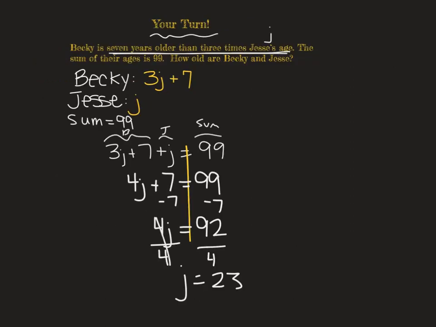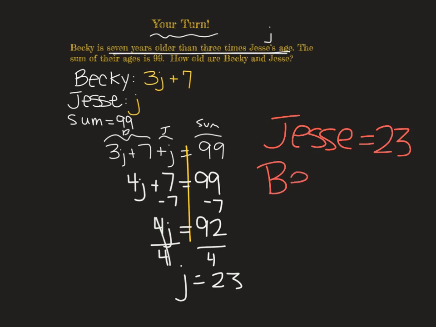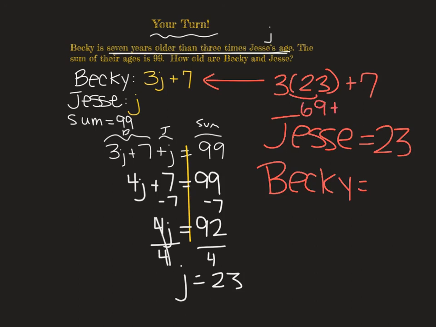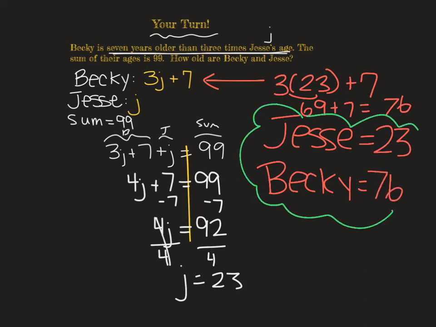And when I go ahead and solve that equation, I see that J equals 23, meaning we now know Jesse's age. Jesse is 23 years old. And then Becky, we know, is 3 times Jesse's age plus 7 more. So I'm doing 3 times 23 plus 7. And when I do that, I get 69 plus 7, which is 76. So Becky is 76. Jesse is 23, and if I were to add those together, I would have a sum of 99.